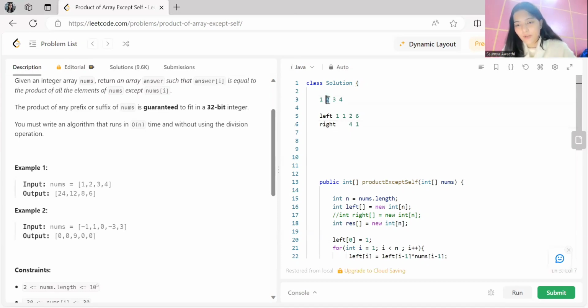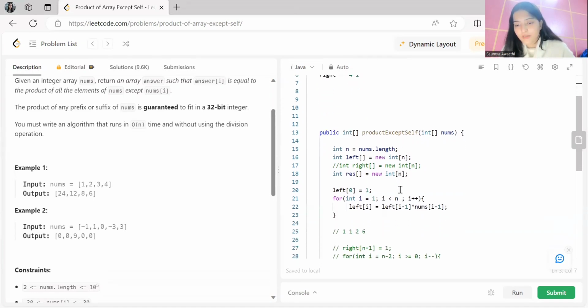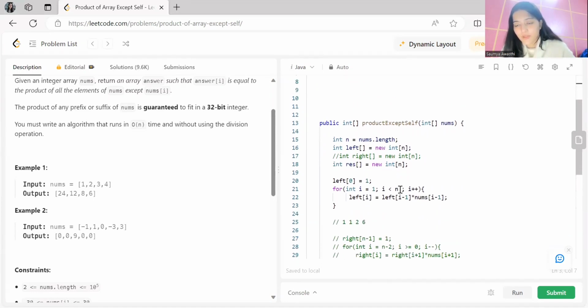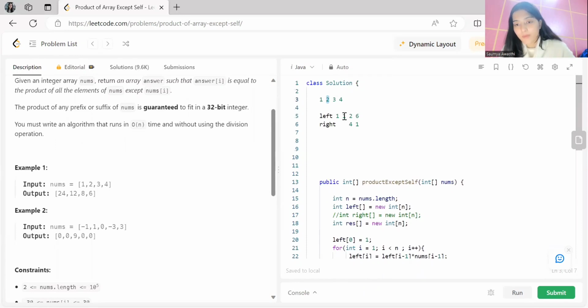Then we will move to this particular index. So again, same thing. What is the element at nums of i plus 1 position? We have 3. And what is the element at right of i plus 1 position? 4. So 3 into 4, we'll have 12.